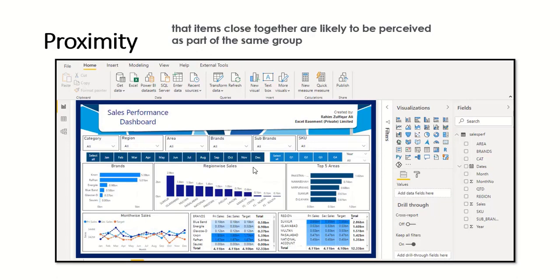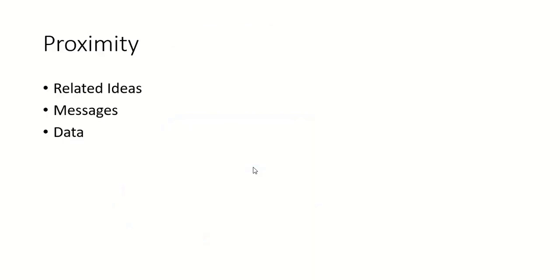The last one is proximity, which says that items close together are likely to be perceived as part of the same group. There should be a relationship, there should be a meaning with the visuals. A visual which is creating too much noise should be eliminated. So when you apply contrast, repetition, and alignment all together, and you form a dashboard for a specific purpose, for example, in this slide, you can see a sales performance dashboard. All the visuals are related to each other and they are creating a proximity, a meaning to it. This means that you have created the right dashboard. So proximity is related to the ideas, messages, and data.